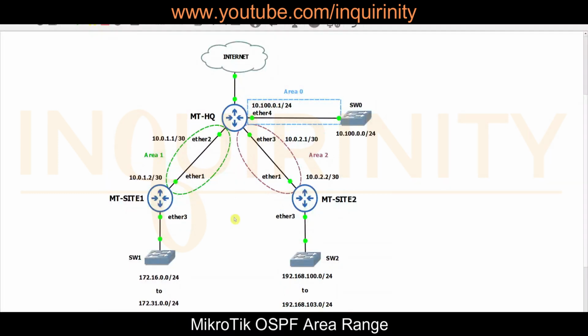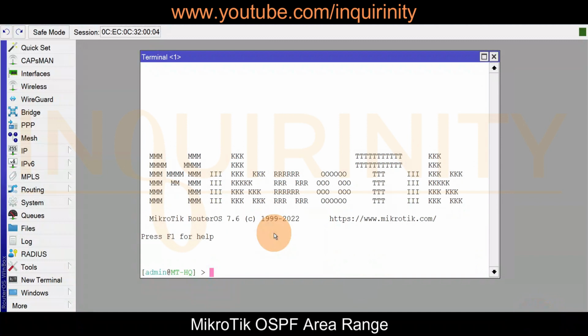The OSPF multi-area should be set up already such that MTHQ should advertise, for example, the default route, so that MT site number 1 and MT site number 2 should have the default route when we take a look at the routing table. Loopback addresses for MT site 2, site 1, and MTHQ should also be redistributed. And this network in HQ, 10.100.0.0/24, will also be redistributed to the MT sites. Let's take a look at each of our routers.